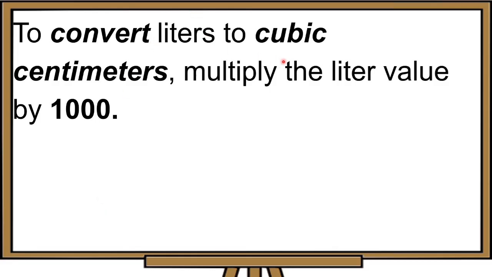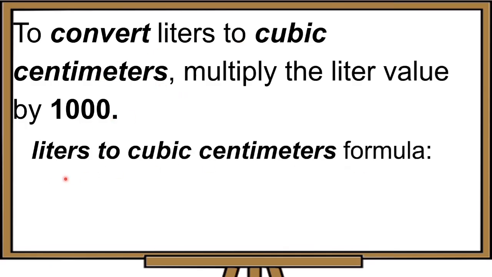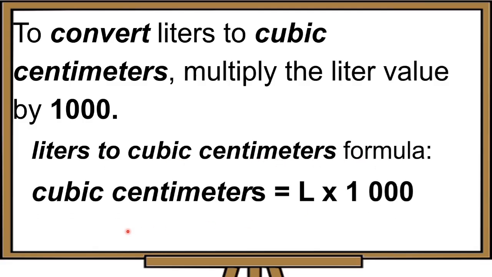To convert liters to cubic centimeters, multiply the liter value by 1,000. So, kabaligtaran siya nung kanina. Yung kanina, kapag cubic centimeters to liters, dinidivide natin yung centimeter value sa 1,000. Dito naman, kapag magko-convert ka ng liters to cubic centimeters, imumultiply mo naman yung value by 1,000. Liters to cubic centimeters formula. Cubic centimeters is equals to liter times 1,000.